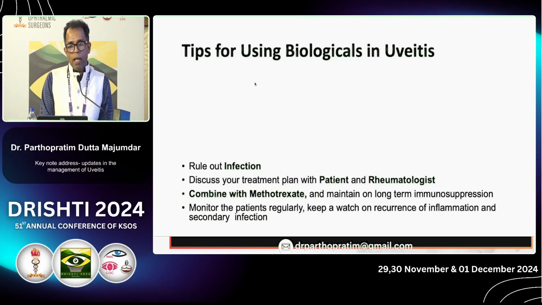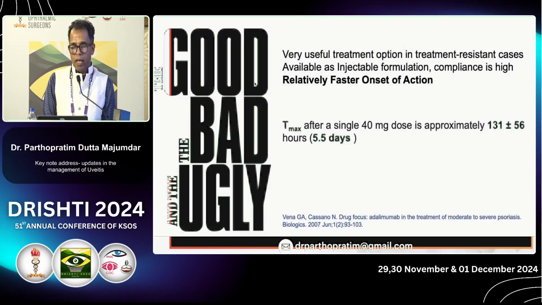Now, tips for biological uveitis, if you want to decide, first of all, you have to rule out the infection, discuss your treatment plan with the patient and rheumatologist. Combination with methotrexate, as I said, is very important, because you can maintain the long-term immunosuppression. When the disease is inactive, then you can stop the biologic and continue the patient on methotrexate. And monitor your patient regularly, keep a watch on recurrence of inflammation.